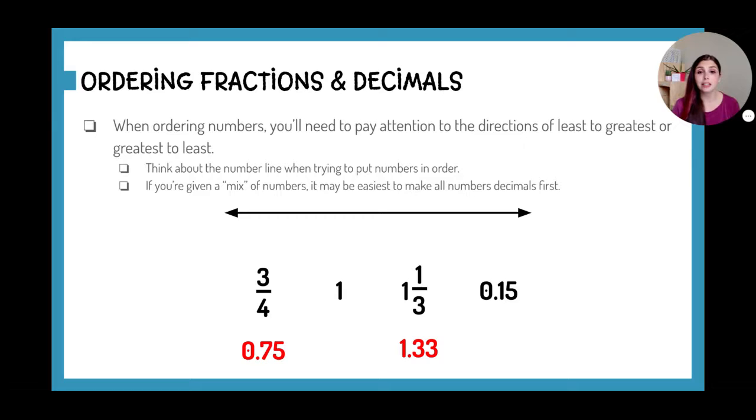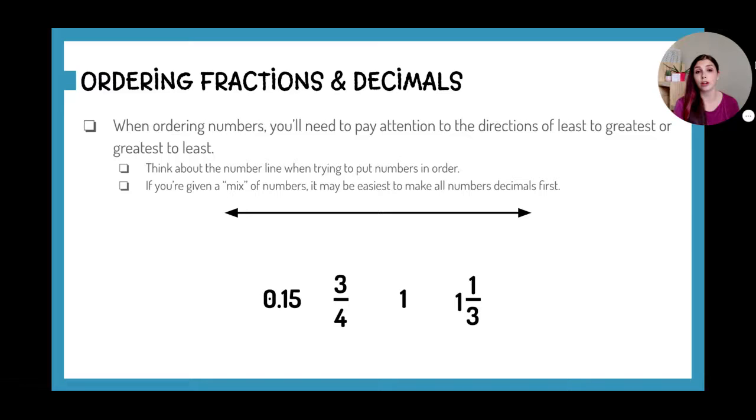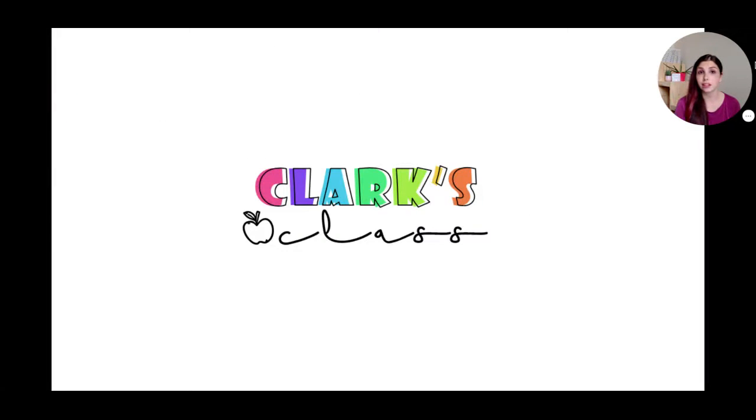So now I can clearly see which decimal or fraction is the smallest, 15 hundredths. Then it would be 75 hundredths or 3/4. And then I would have my whole number 1. And then finally, 1 and 33 hundredths or 1 and 1/3 would be the end if I was doing this in least to greatest.